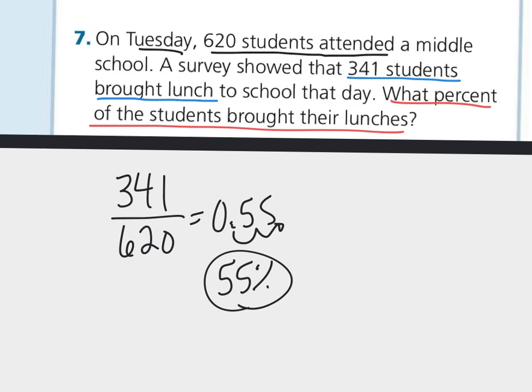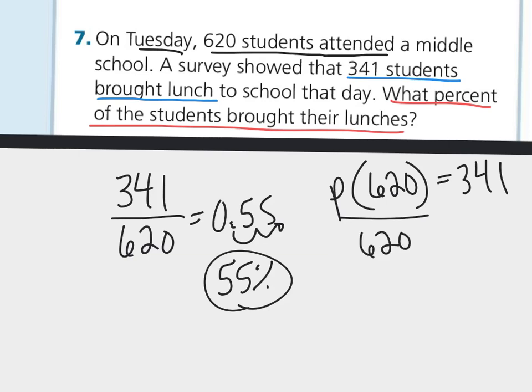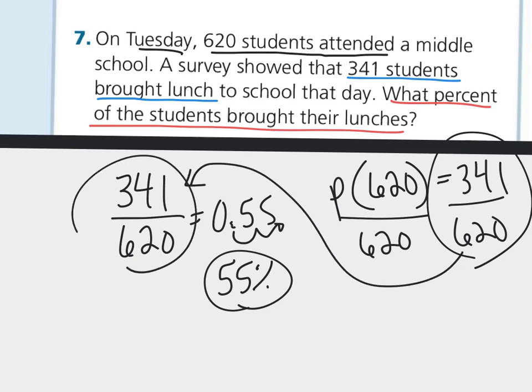Another way you could do this is if you look at the question that I underlined in red, we can make that into an equation. What percent of the students, so of the 620, brought their lunches? So what percent of 620 is the 341? And then to solve, you divide by 620, and then notice you're at the same spot that we were over here. Okay, 55%, a little over half brought their lunches that day.